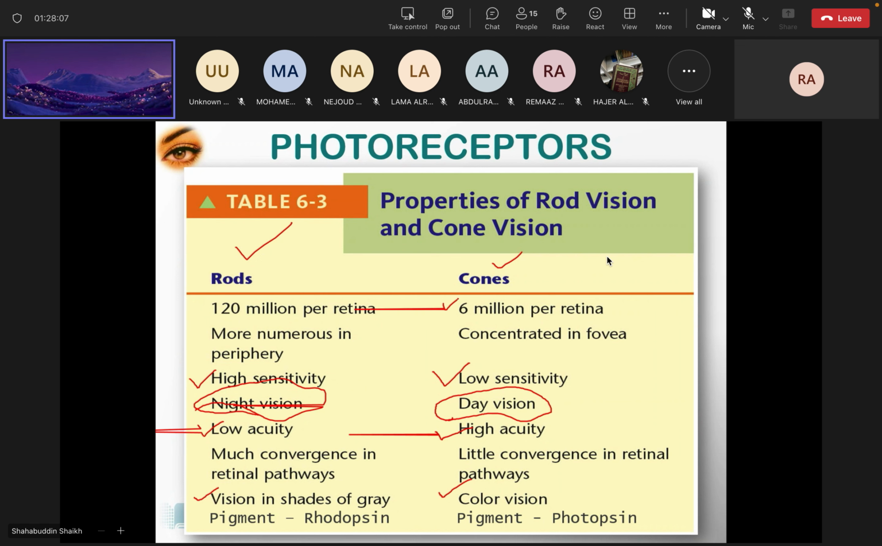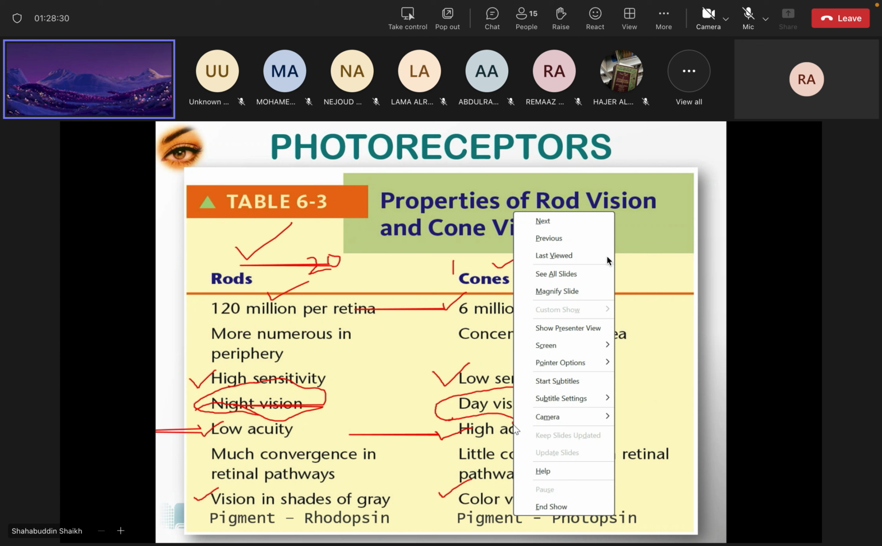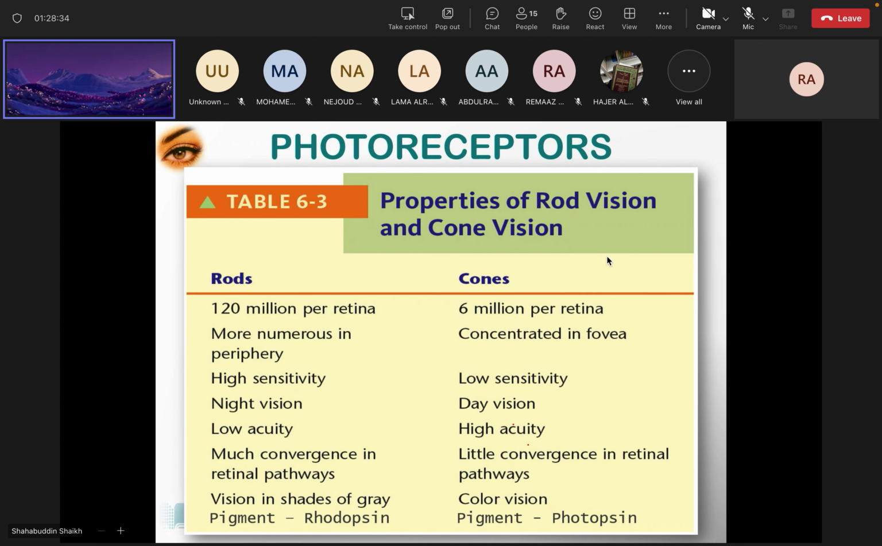Cones are less in number and rods are more in number. Cones are only in the fovea centralis and surrounding macula, but rods are everywhere in the remaining eye. They are more in number. So roughly for every one cone, there are 20 rods. Okay. This was our last point of difference. Please remember the majority of the differences. Any one can be asked, whatever we have discussed.